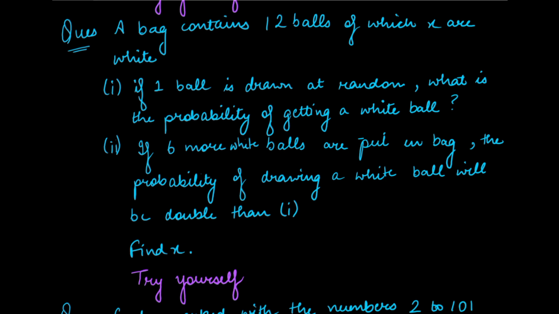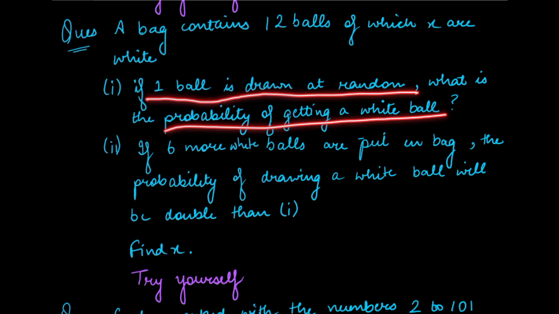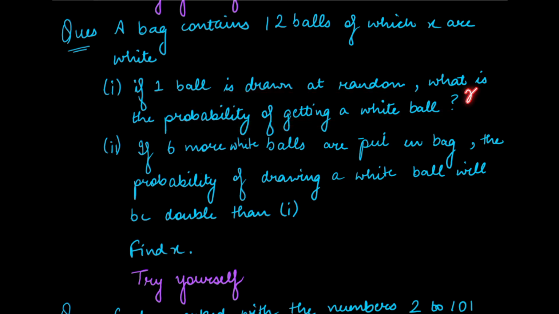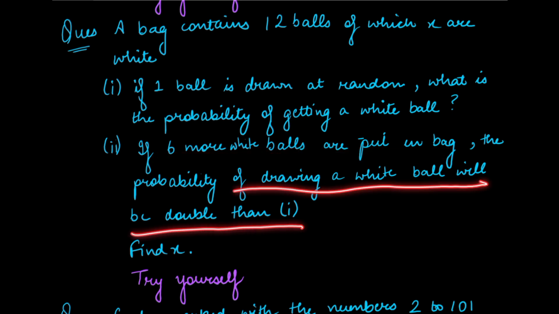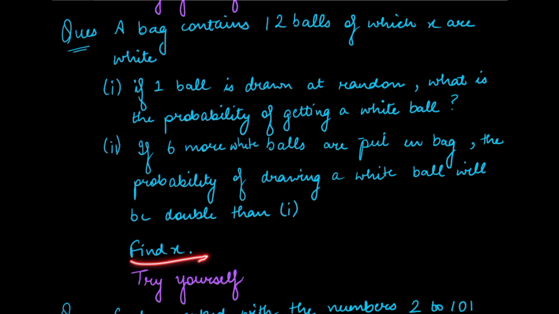A bag contains 12 balls of which X are white. If one ball is drawn at random, then what is the probability of a white ball? X by 12. Simple. If 6 more white balls are put in the bag, the probability of a white ball will be double that in the first case. Find X. It is also a very simple question.